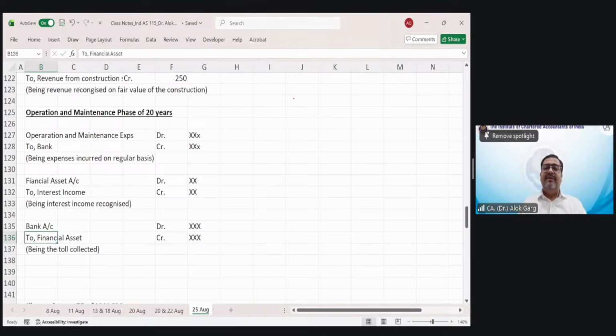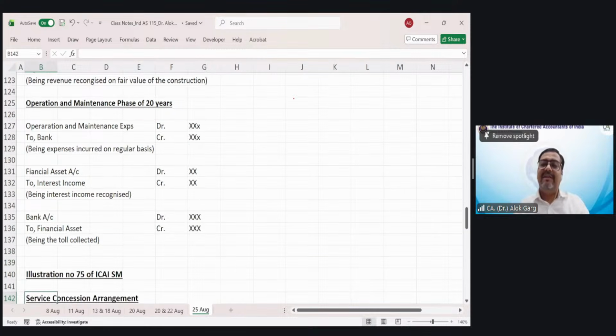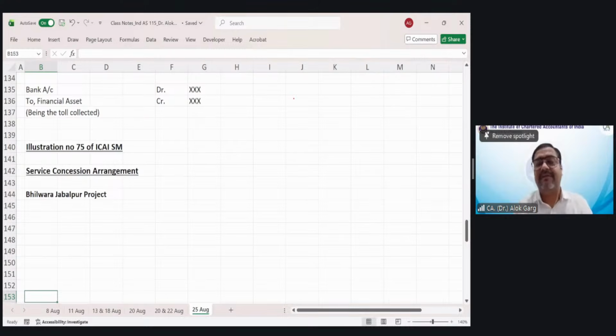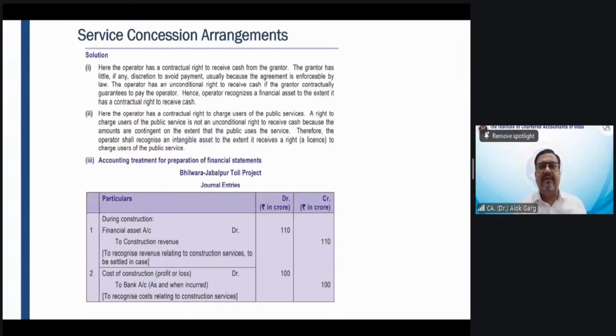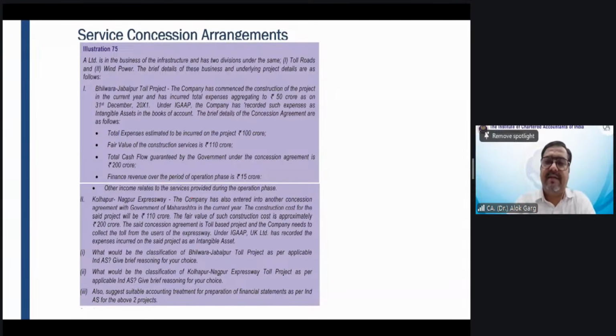My dear friends, let me show you one of the real life practical case studies from the ICAI study material. So let's go to the ICAI study material and discuss this case study. I hope the slides are visible. Illustration number 75 covers your financial asset model as well as the intangible asset model. A Limited is in the business of infra and has two divisions, toll road and wind power. The brief details of this business and underlying project are as follows.